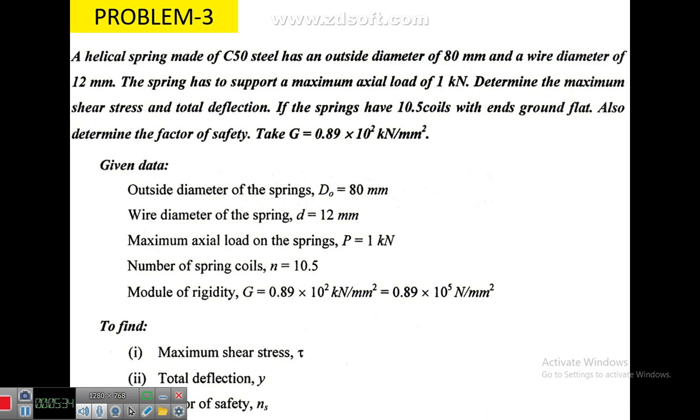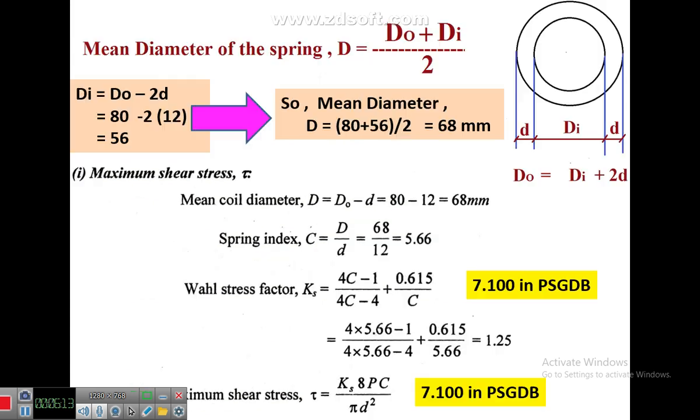Then the third problem. Here they have given the outside diameter of the spring as 80 mm, wire diameter as 12 mm, and maximum axial load on the spring, that is P equal to 1 kilonewton, and the number of spring coils as N equal to 10.5 and modulus of rigidity G equal to 0.89 into 10 power 2 kilonewton per millimeter square, that is converted into Newton by multiplying by 10 power 3, that is 0.89 into 10 power 5 Newton per millimeter square. So the questions are maximum shear stress, total deflection and factor of safety.